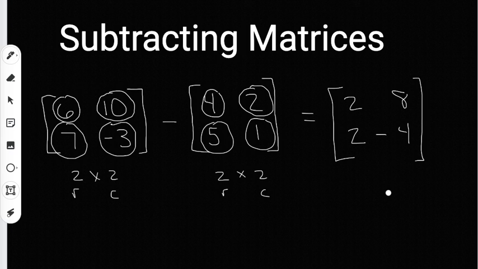And now that I'm done with all the components of each matrix, I'm done. So notice we started off with a 2 by 2, and we're subtracting a 2 by 2, and in the end, your result is also going to be a 2 by 2. So that's how you subtract. I hope that helps.